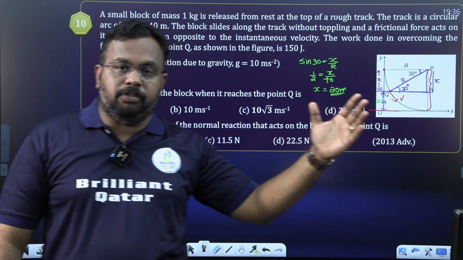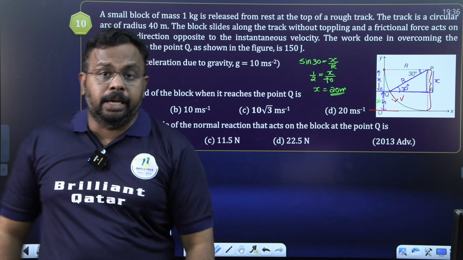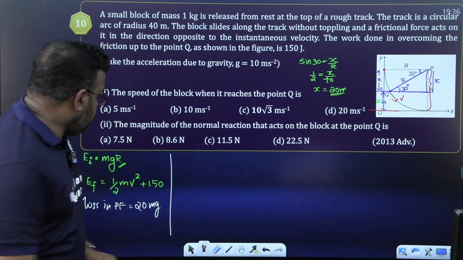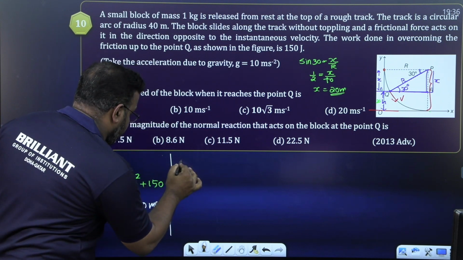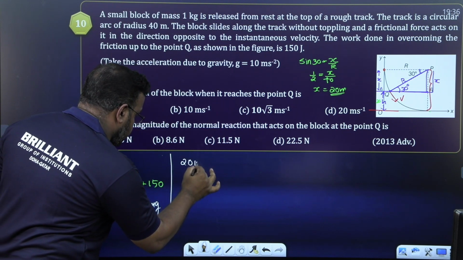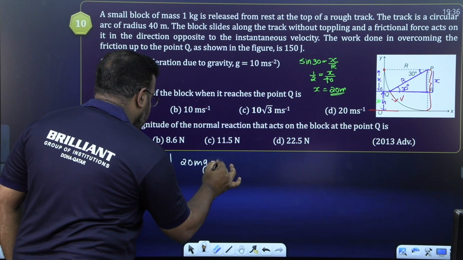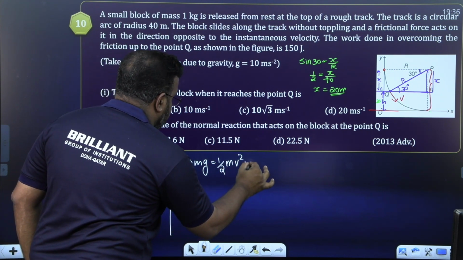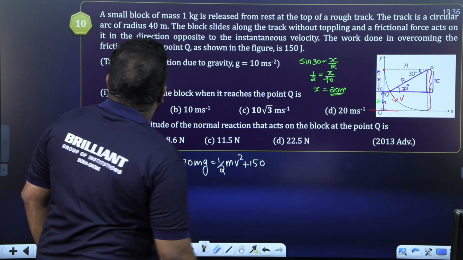Some part, you can see from the diagram, is converted into kinetic energy, and it is given in the question that 150 joule of energy is being used to do the work. So you can equate according to the law of conservation of energy: 20 mg is equal to half mv square plus 150. Now it's your turn.